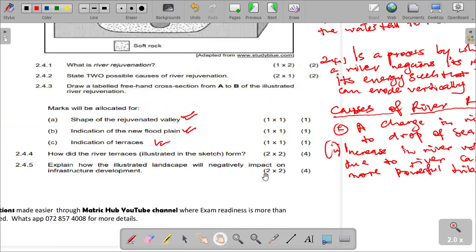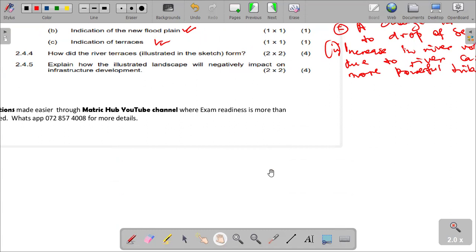The next question is 2.4.4. Question 2.4.4 is saying, how do the river terraces illustrated in the sketch form? How do the river terraces form? I'm saying the terraces, these are the steps of the river channel. How do the terraces form?